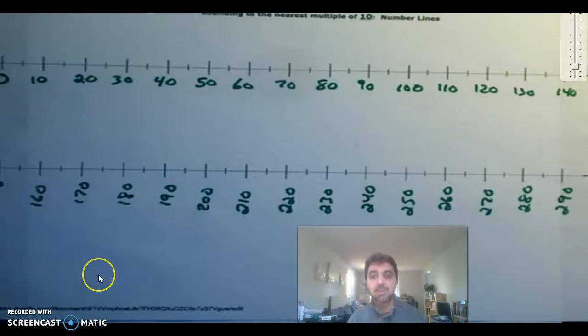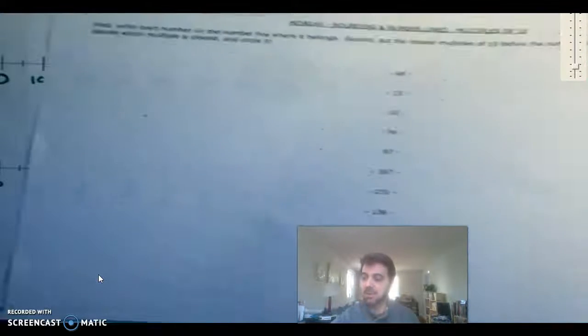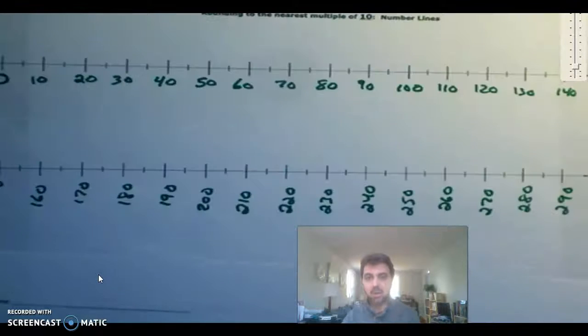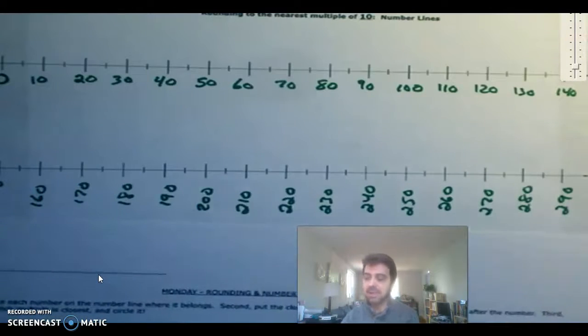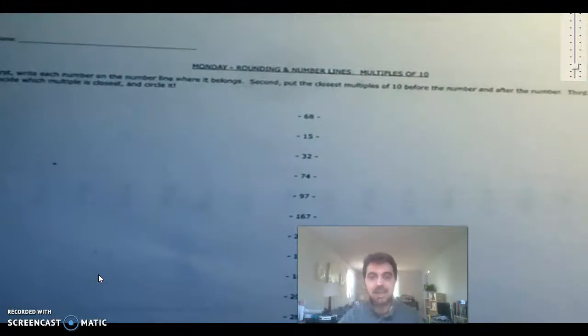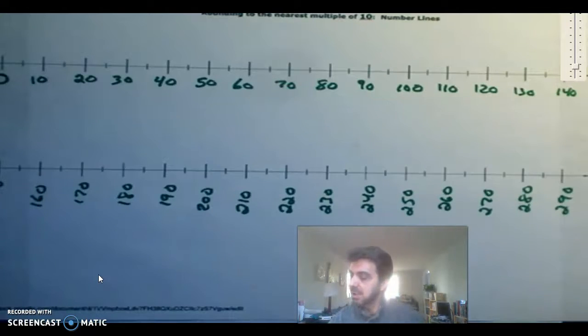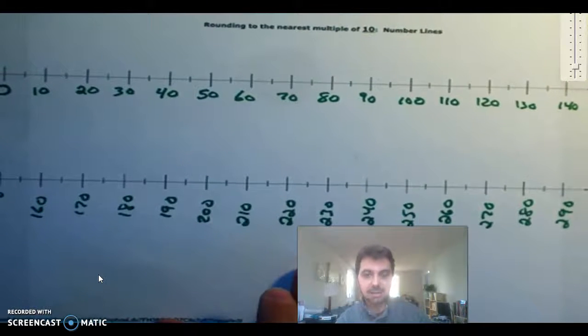So what we're going to do is, I want you to put this paper next to your number line, okay? So you're going to put it below it or next to it, because we need these numbers. I'm going to show you what we're going to do. So the first number we have is 68. Okay, so 68. So the first thing we do is it says write each number on the number line where it belongs. So we have to find 68.